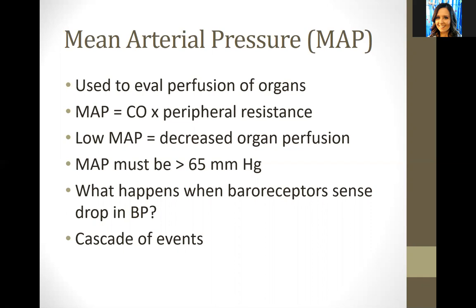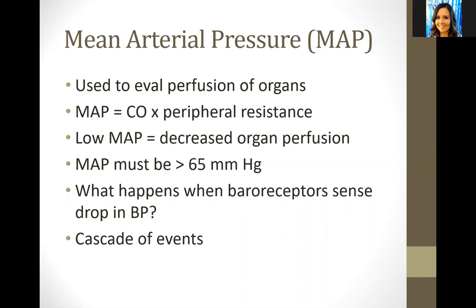Peripheral resistance is determined by the diameter of our vessels, so whether our vessels are constricted or dilated. Normally, if we have a low MAP, our body senses the stress response, and the vessels either dilate or vasoconstrict to meet the needs. So if our MAP is low, our vessels are going to vasoconstrict to help increase MAP, blood pressure, and perfusion to organs.